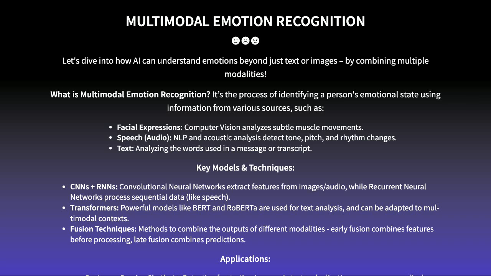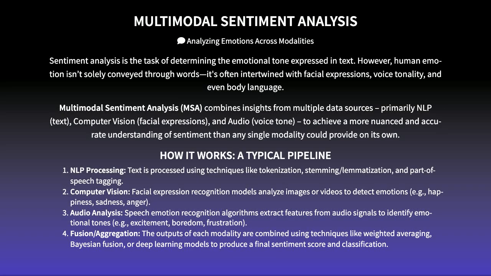We use computer vision to analyze faces, NLP to understand text, and audio analysis to pick up on subtle changes in speech. Powerful models like CNN combined with RNN are often used. Basically, one part of the system looks at images or audio, while another analyzes text. And don't forget about transformers. It's a really exciting field with some amazing applications, from helping chatbots understand frustrated customers to potentially even assisting in mental health monitoring.